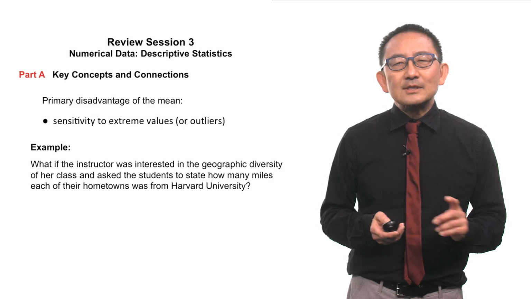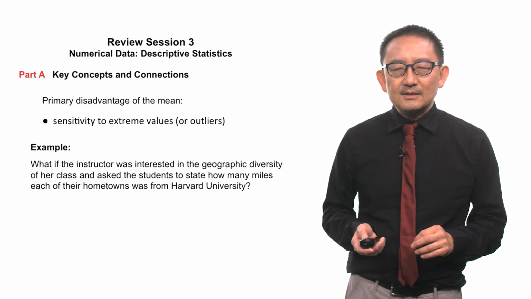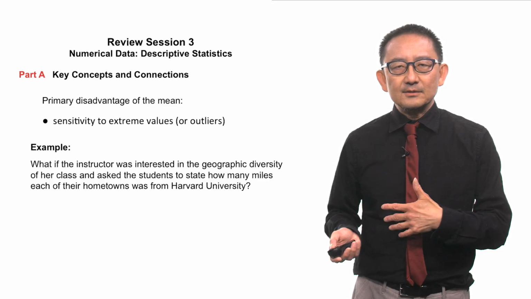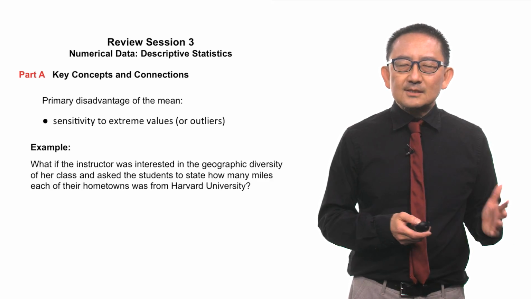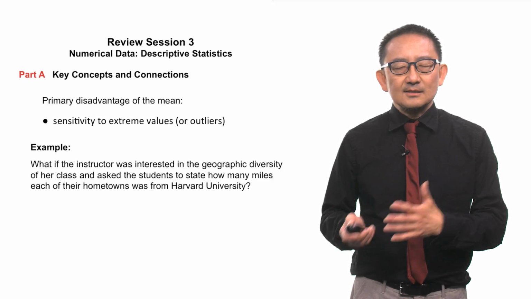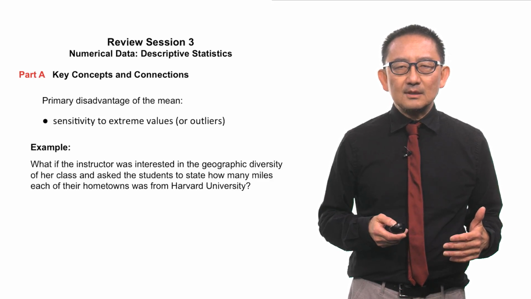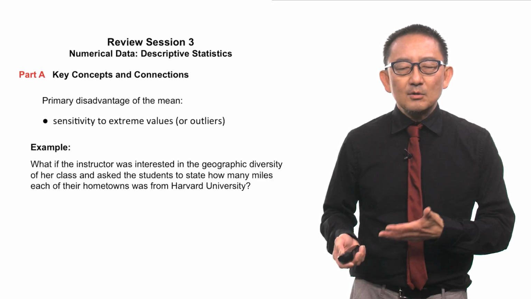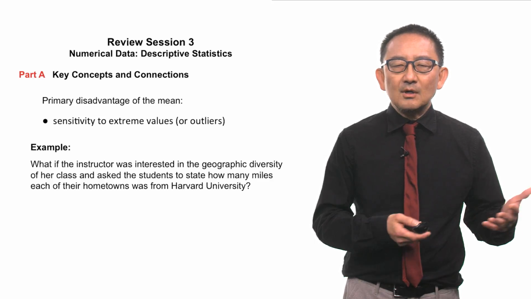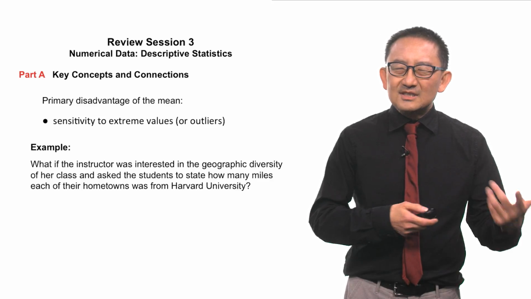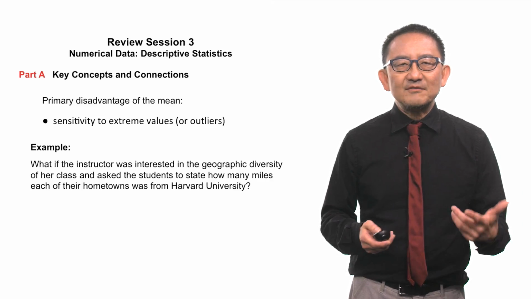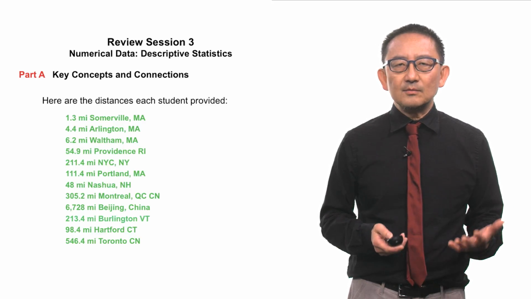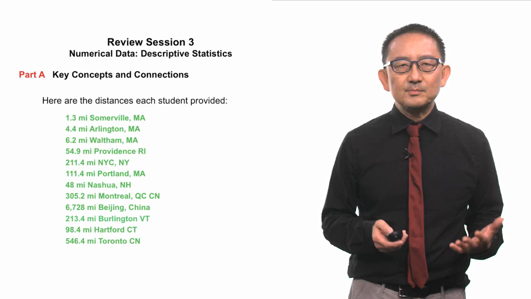However, there is one disadvantage to the mean. Means are very, very sensitive to extreme values. So let's say that the instructor asked the students to let her know the number of miles away their hometown is from Harvard University, to get a sense of how geographically diverse her class is. Here are the results, the distances that the students provided.